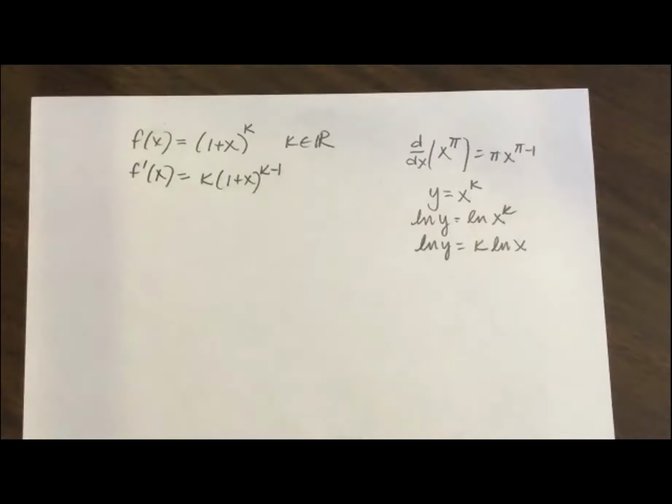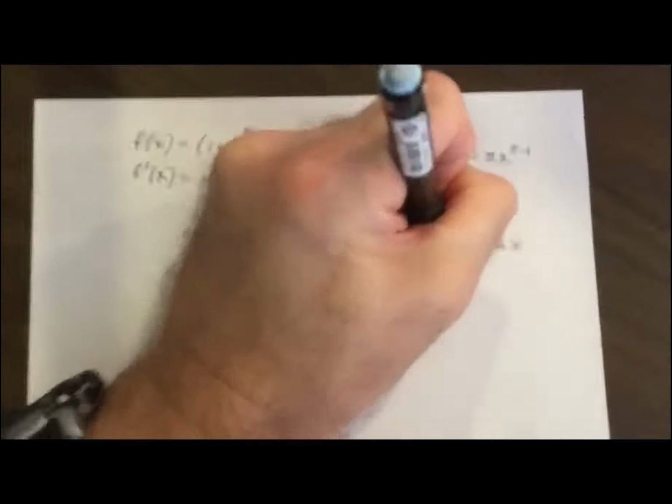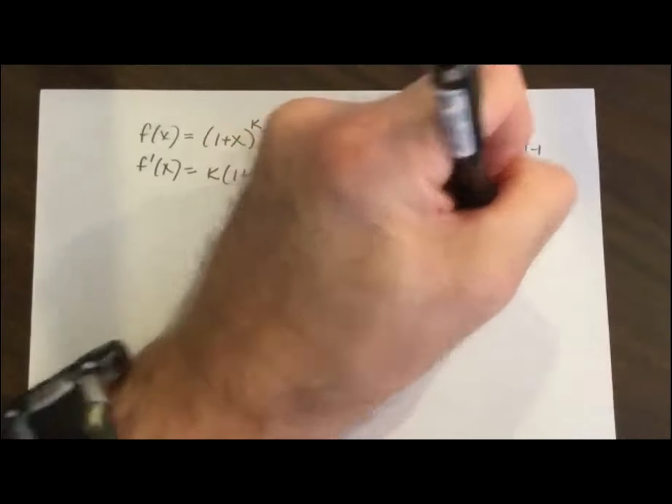All right, now what? Now, don't we just keep taking the derivative? Now we want to take the derivative on both sides, don't we? Yeah, because we were trying to find the derivative.